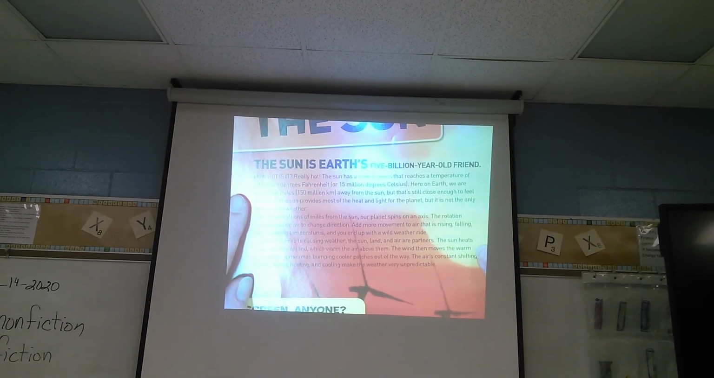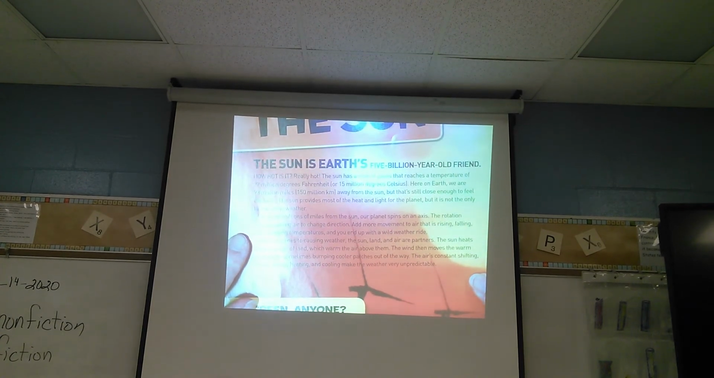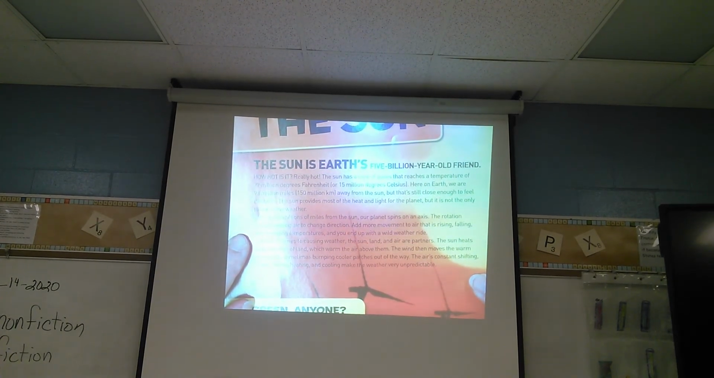The sun provides most of the heat and light for the planet, but it is not the only factor in the weather. All those millions of miles from the sun, our planet spins on an axis. So that's the land, right? The planet is the land. The rotation causes moving air to change direction. Add more movement to air that is rising, falling, and changing temperatures, and you end up with a wild weather ride. When it comes to causing weather, the sun, land, and air are partners.